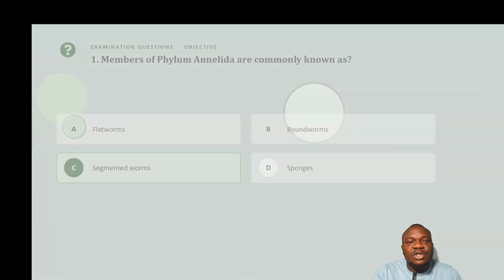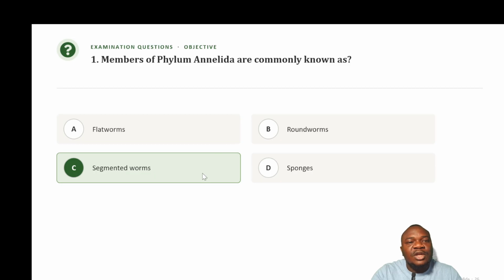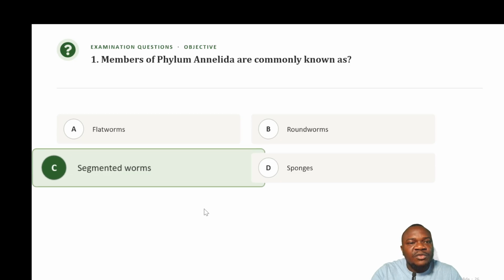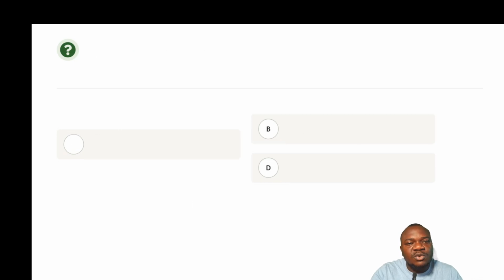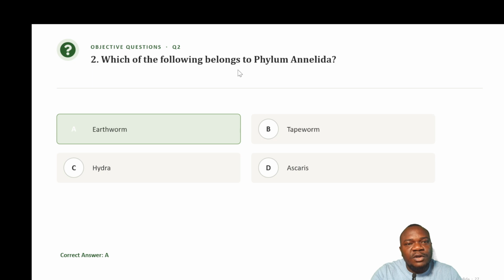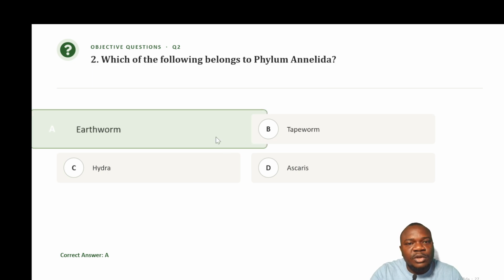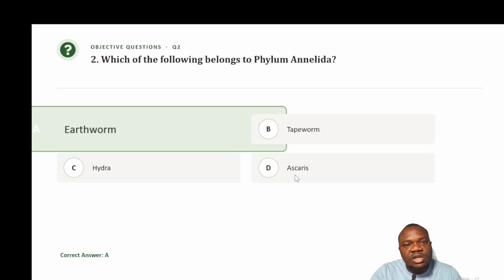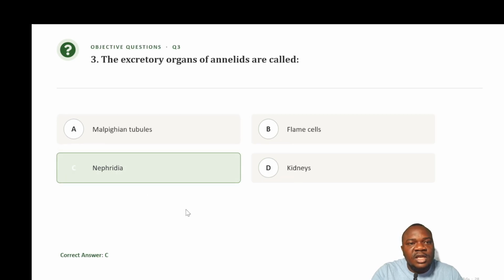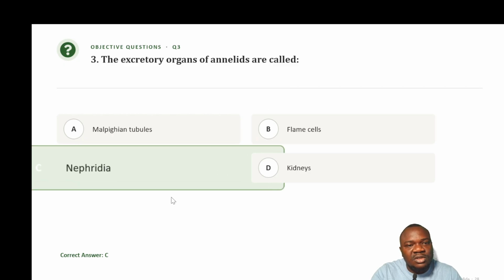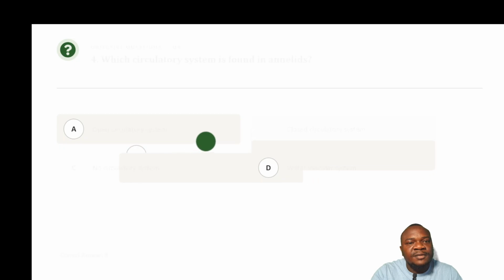So just important notes, for you to test yourself. You can see members of phylum Annelida are commonly known as segmented worms. Very important. All right. And for the next question here, which of the following belongs to phylum Annelida? You have your earthworm. So it's very important that earthworm is not your tapeworm, it's not your ascaris, it's not your hydra. Okay. Then the excretory organs of annelids, you have your nephridia, very important. It's your nephridia. All right.